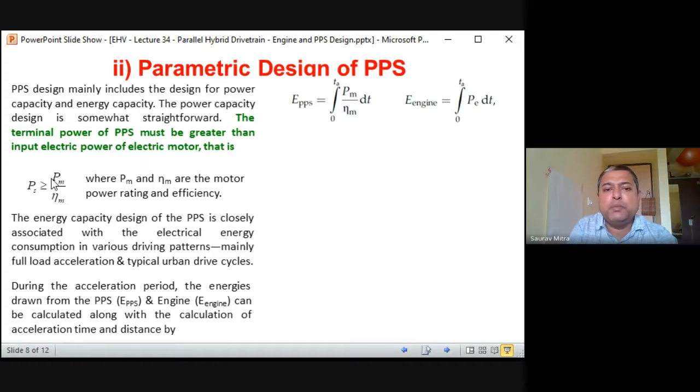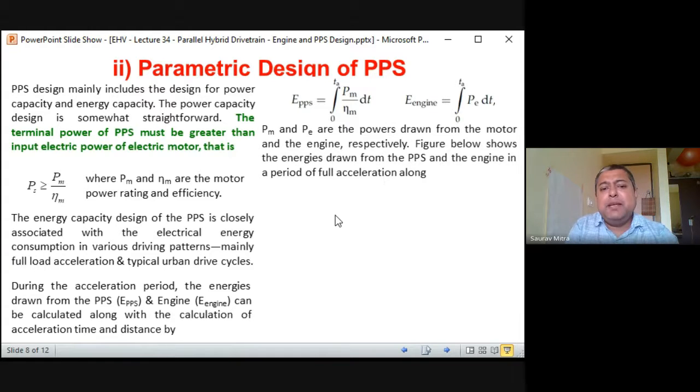PM is the motor output power. So this is the motor which is connected to the PPS, and this is the motor efficiency, and this is the engine, PE. These two are the equations we have to remember, because this is the PPS energy, and this is the engine energy. These are simple integrations over the traction time. PM and PE are the powers drawn from the motor and the engine respectively.